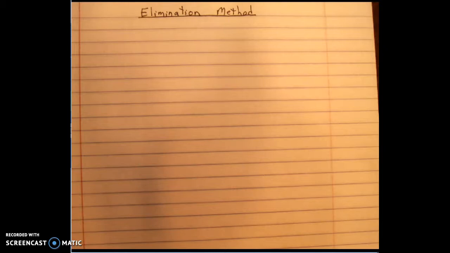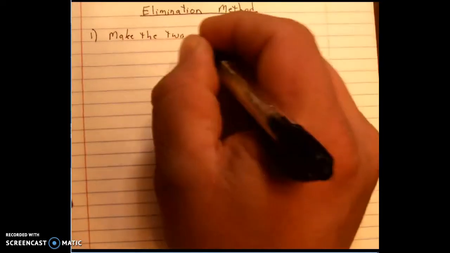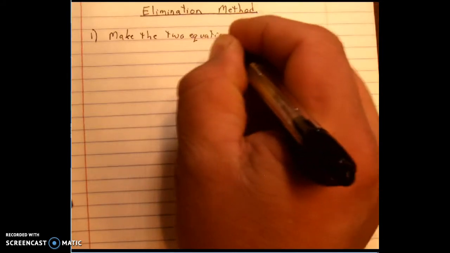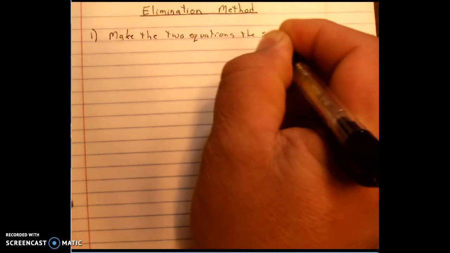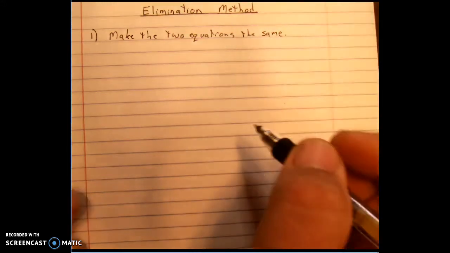So I'm going to walk through the steps first and then an example. So I need you to put this into your notes, the steps for the elimination method. They will make sense as we go through the example. So step 1, the first step of this is to make the two equations look the same. And now when I say look the same, what that means is to get the x and y on one side.